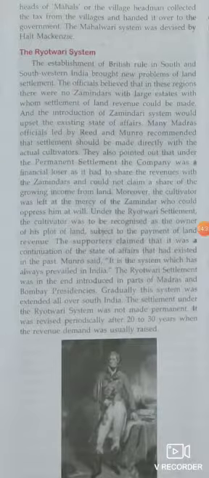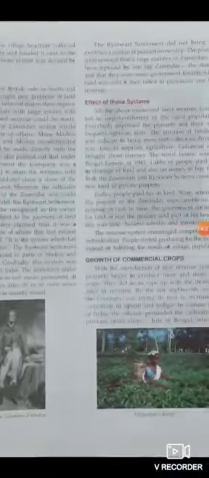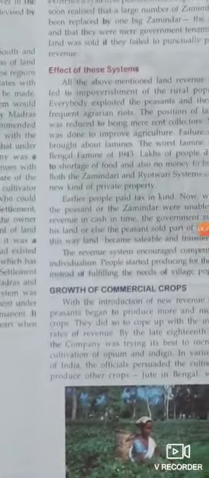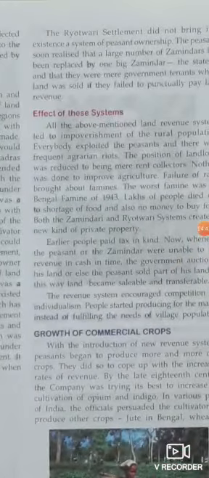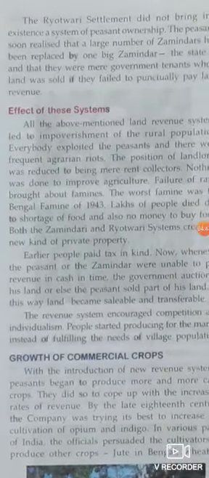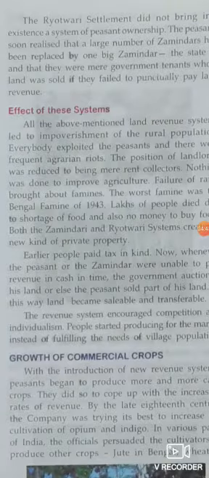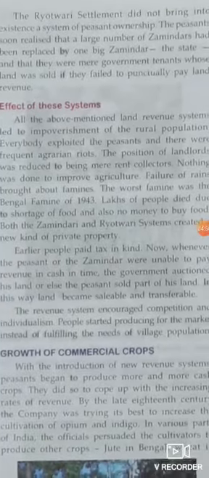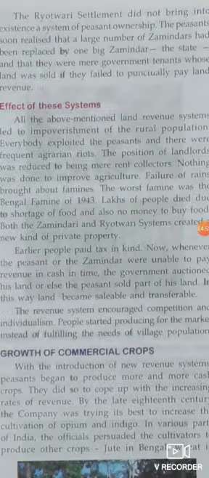Now, let's see the effect of this system. All the above mentioned land revenue systems led to impoverishment of the rural population. Everybody exploited the peasants and there were frequent agrarian riots.